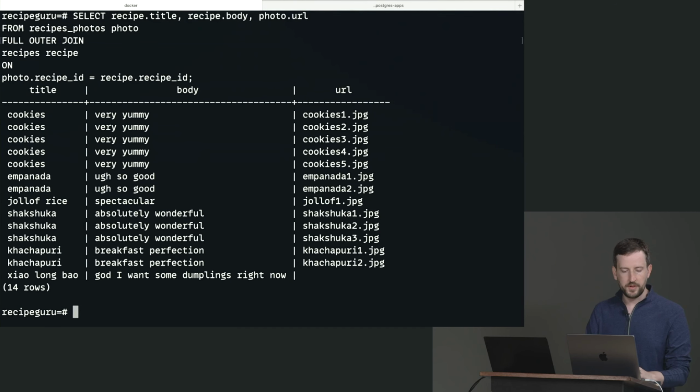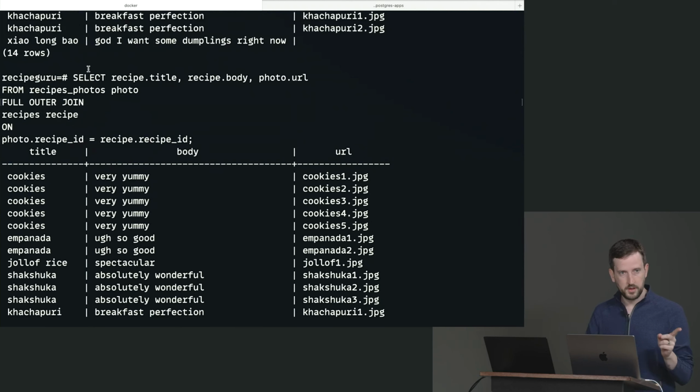This is not going to be any different than our right outer join because there's nothing that exists in photos without recipes, because that wouldn't make any sense. We wouldn't have photos that don't have recipes. But if you did, full outer join would include both. In other words, full outer join is left plus right join, or left plus inner plus right, whatever you want to call that.